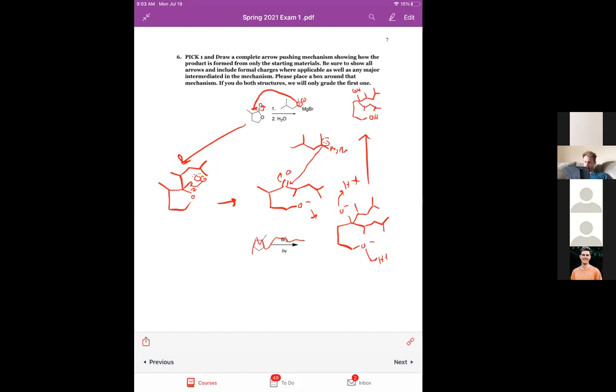So, a bit of a review on these Grignard openings. You can do a double addition with an ester, and then a ketone will just do a single addition.